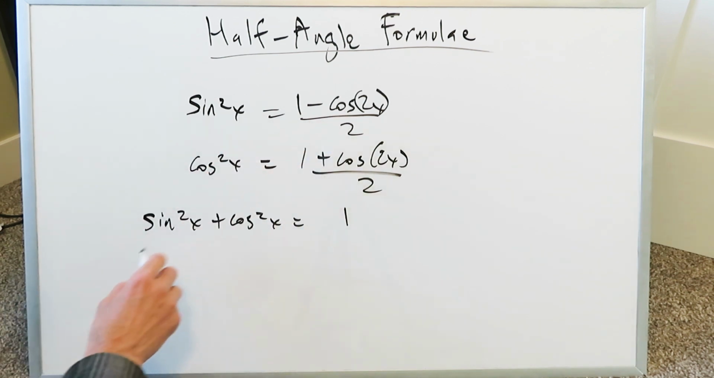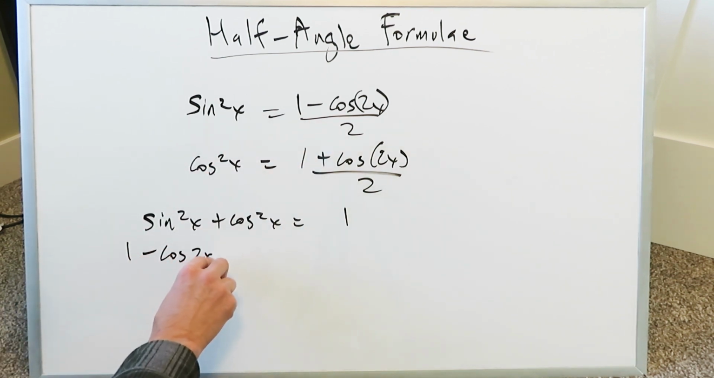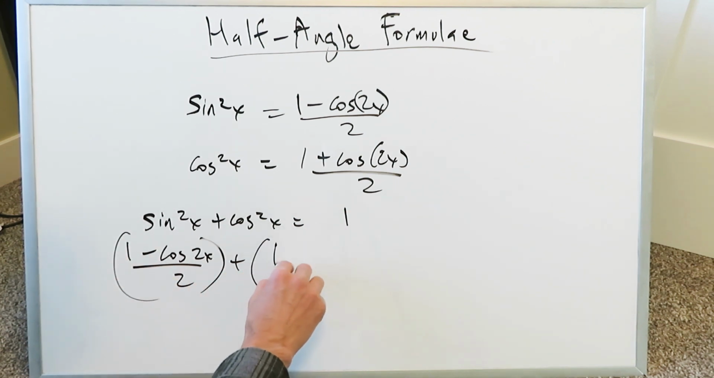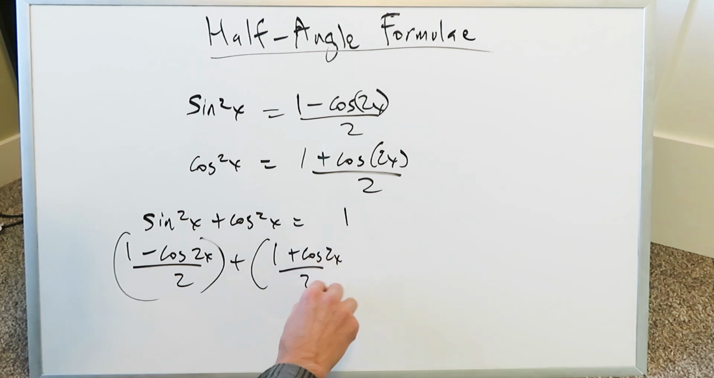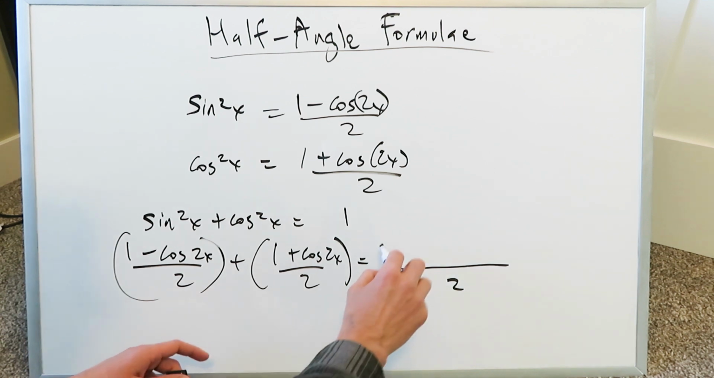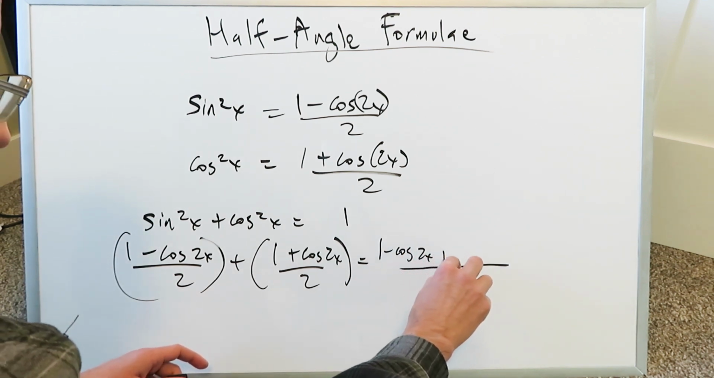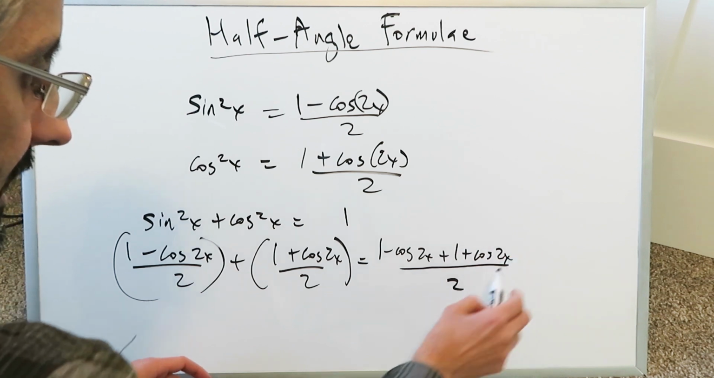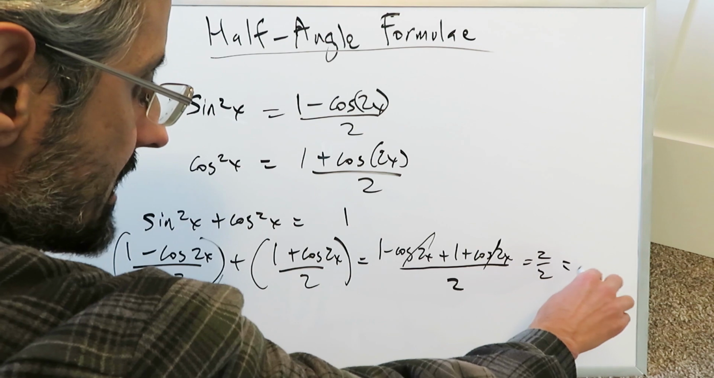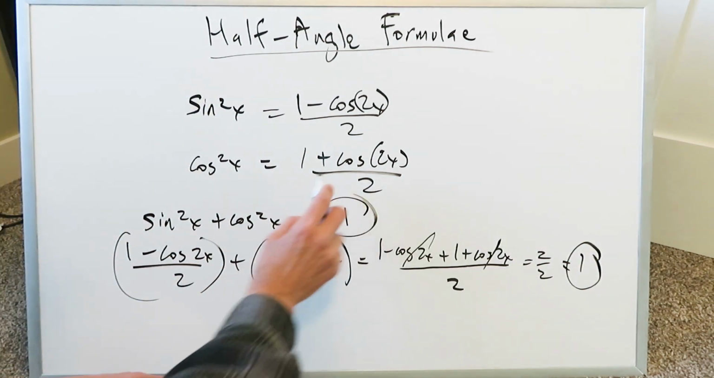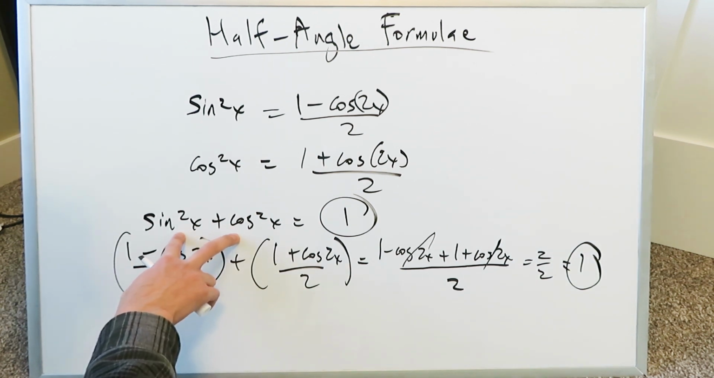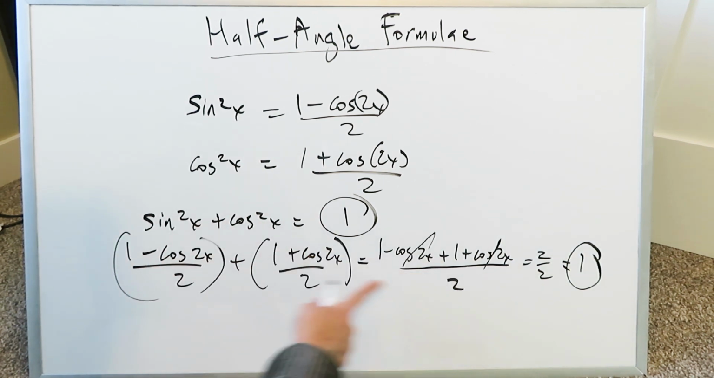You know sine square x is equal to 1 minus cosine 2x over 2, and cosine square x is equal to 1 plus cosine 2x over 2. When you combine everything under a single denominator, you have 1 minus cosine 2x plus 1 plus cosine 2x. The minus cosine 2x and the positive cosine 2x cancel. You end up having 2 over 2, which is exactly what you wanted, a 1. This is a very good way to verify that this Pythagorean trigonometric identity is indeed good, and you can show it by this.